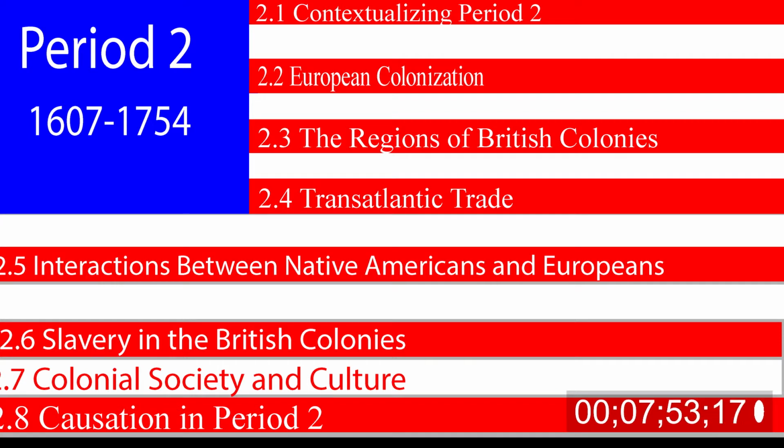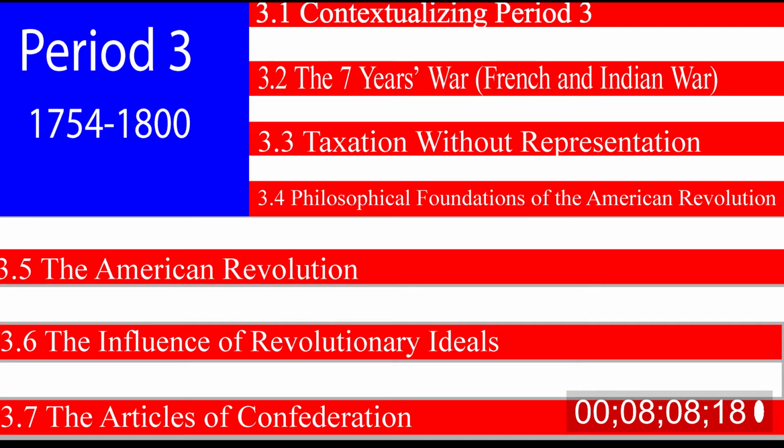So for comparison, 2.8, just think about how Europeans changed the Americas and how Spain approached treating Native Americans compared to France, compared to Britain, compared to the Dutch. That's pretty much it. Ooh, we're getting along quickly. Period 3, 1754 to 1800. We're not even close to being done.